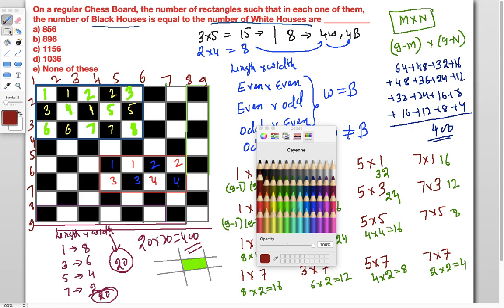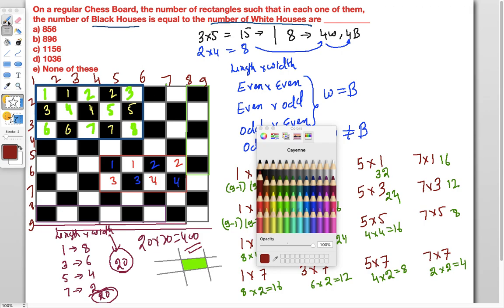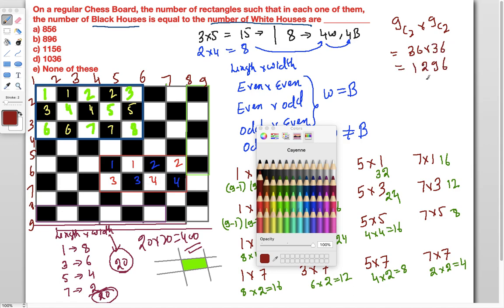So if there are 9 vertical and 9 horizontal lines in a chessboard, the total number of rectangles in a chessboard is how much? I can say the total number of rectangles in a chessboard is 9C2 into 9C2, which is equal to 36 into 36, which comes out to be 1296. So the total number of rectangles in a chessboard is 1296.